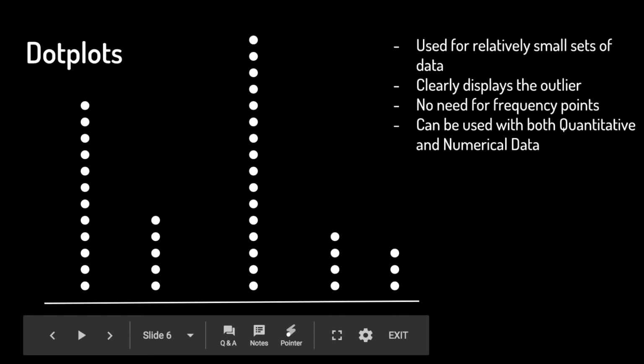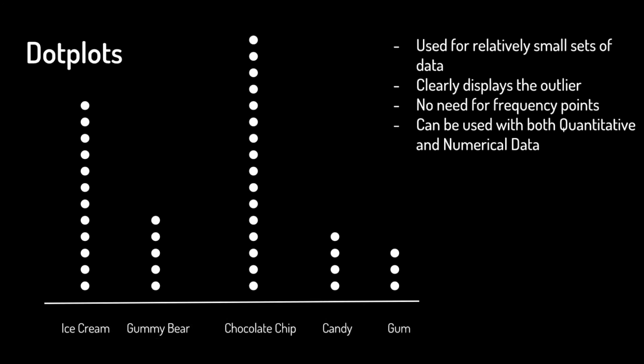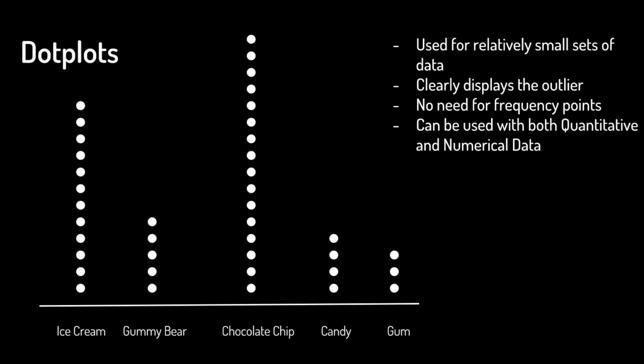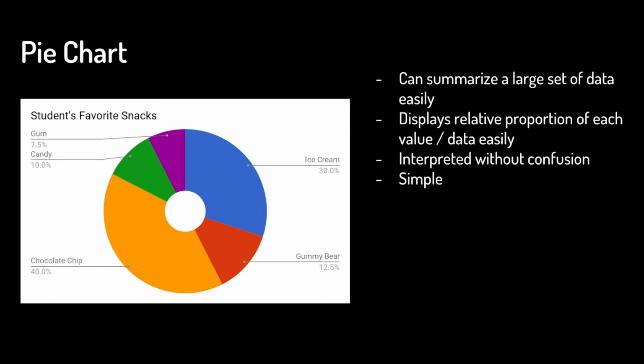Next, dot plots clearly display outliers. And dot plots do not need the frequency points, which I just mentioned. It can be an advantage, but it can be a disadvantage at the same time. Lastly, it can be used with both categorical and numerical data. If we made it into a pie chart, then it would look something like this.